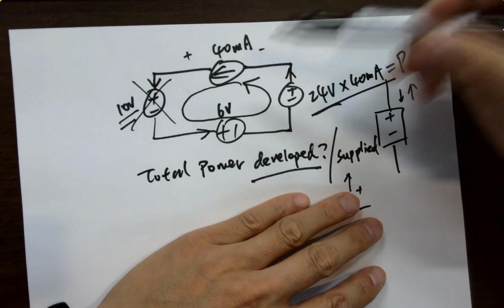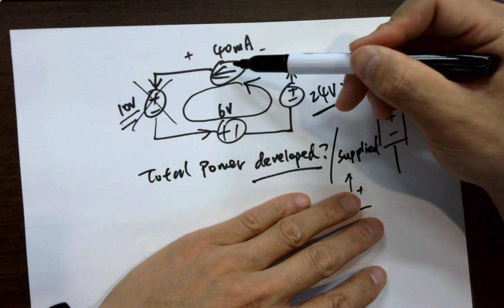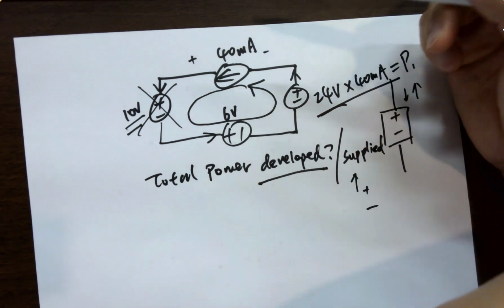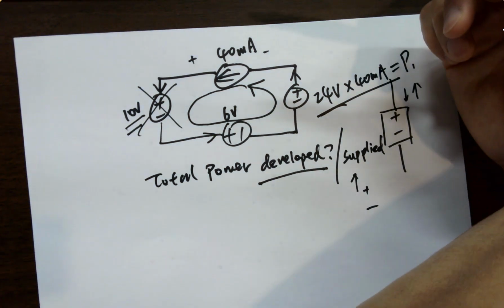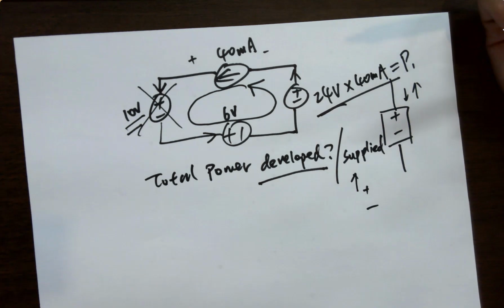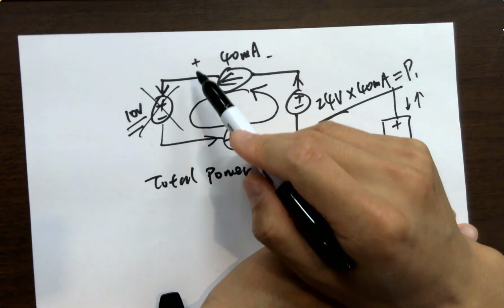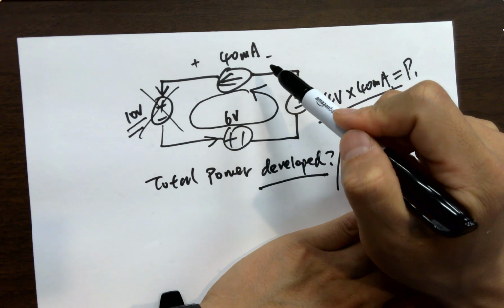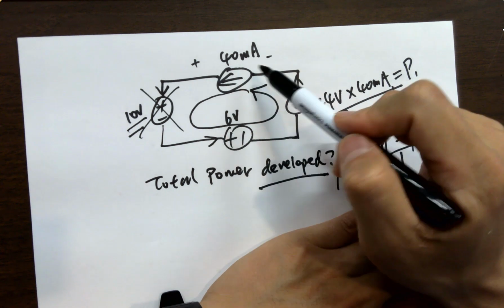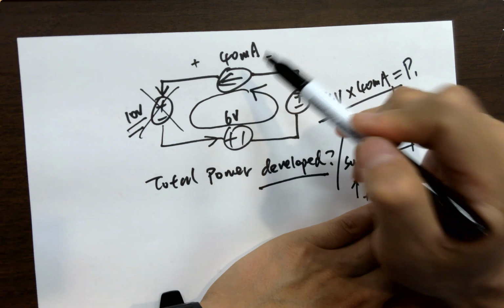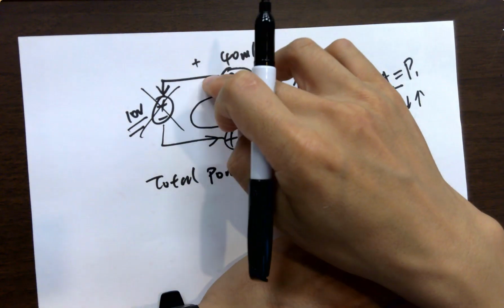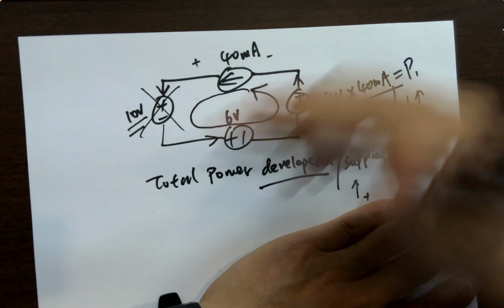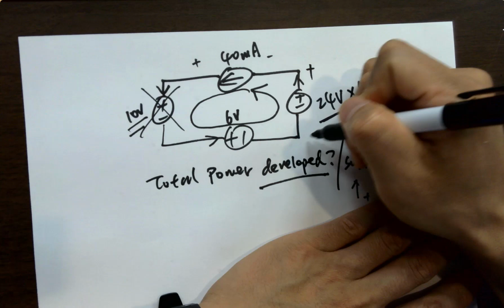And we're going to add to this one and see if this one is developing or absorbing, right? How can we tell? We have to figure out, if I label it as plus minus, whether it is a positive voltage or negative voltage. And if it's a negative voltage, I have to flip it, right? So now let's see what's the voltage across it. This is 24 volts, plus minus 24 volts, right?